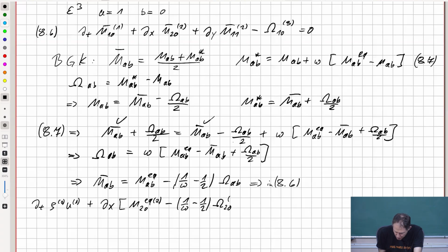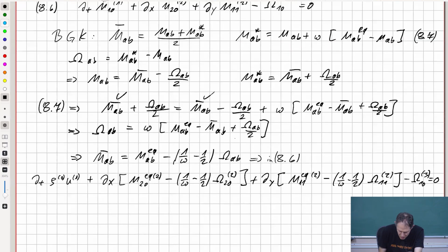omega 20. We get of these the second order plus dy M11 equilibrium to the second order minus 1 over omega minus 1/2 omega 11, also this to second order, and there's a remainder that is the omega 13 to third order, and all of this together is 0.